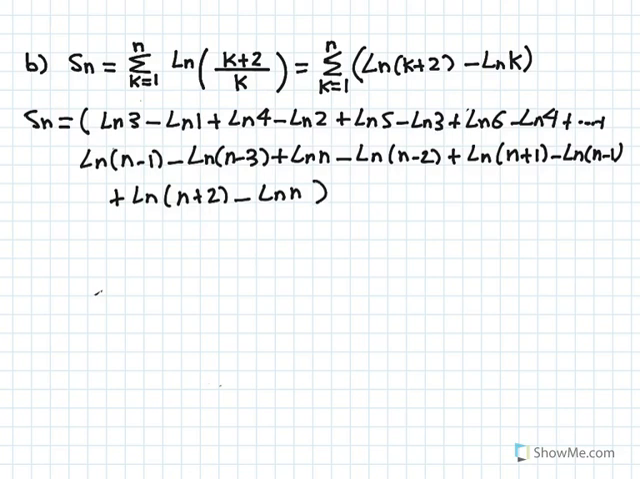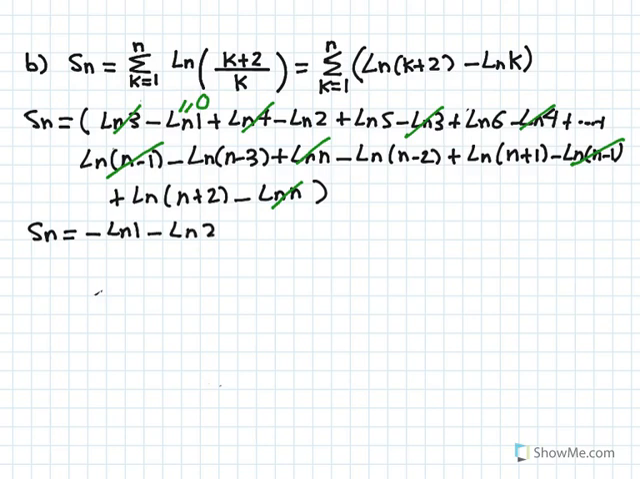So now we're going to get some cancellations. Log 3 cancels with minus log 3, log 4 cancels with minus log 4, log 1 of course is 0, and log n cancels with minus log n. Minus log of n minus 1 cancels with log of n minus 1. So when we simplify this, we get Sn is equal to minus log 1 minus log 2.